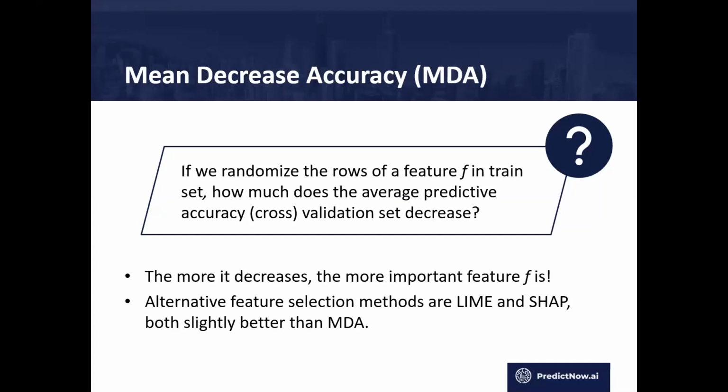There are other feature selection methods such as Lime and Sharp. They are readily available, and they also perform slightly better than MDA in some respects. However, we think that MDA is good enough if we were to apply this cluster-based method to it, which is what we have written a paper on, and which we will describe today, and which is already implemented in our platform, PredictNow.ai. So we will focus on MDA. Lime and Sharp are great, but in our opinion, after you apply cluster-based feature selection, MDA is as good, if not better.